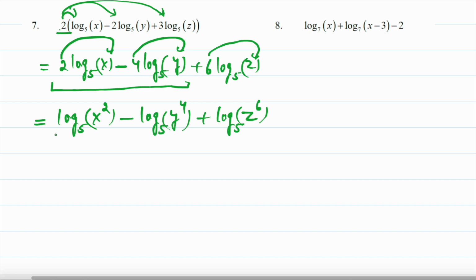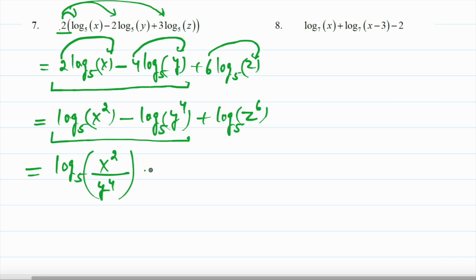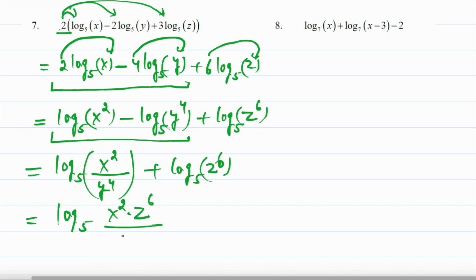Now in the first two terms, I'm going to use the second property, log m minus log n equals log m over n. And now in the last step, because there is a plus sign in the middle, I can use the first property. So multiply x squared and z to the 6. So your final answer is log base 5 of x squared z to the 6 over y to the power 4. And this is your answer to problem number 7.